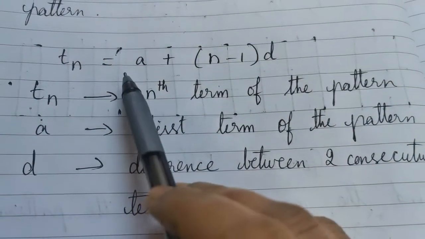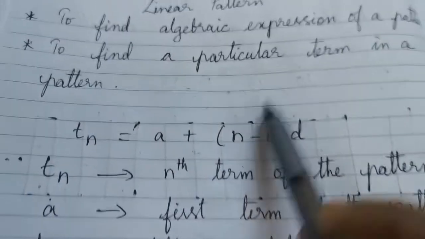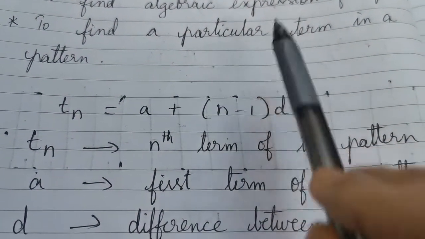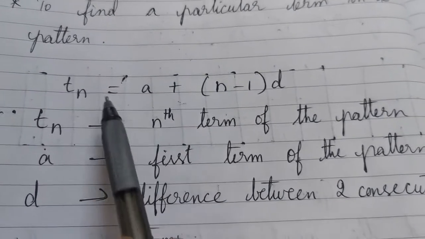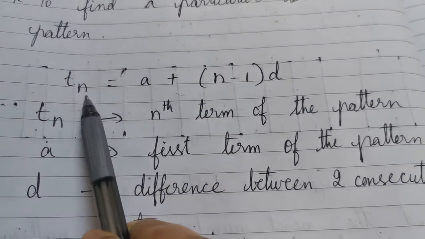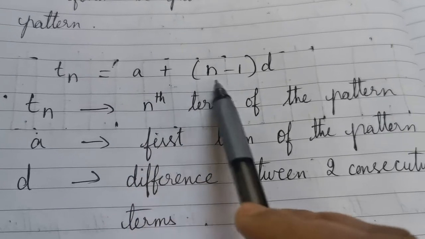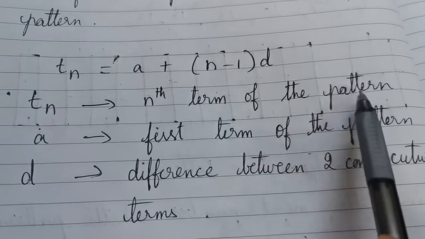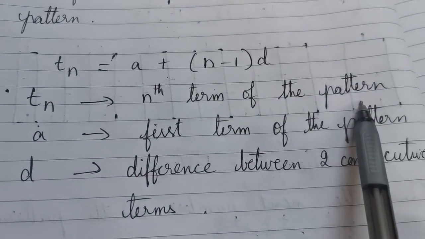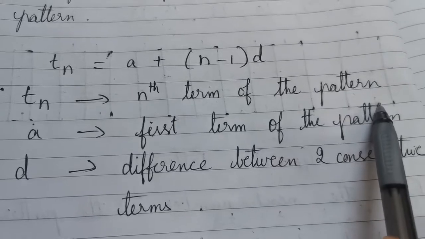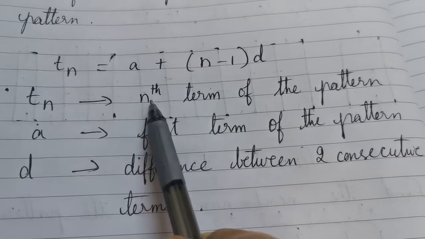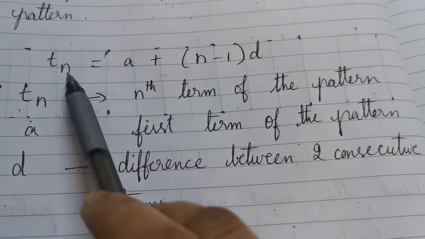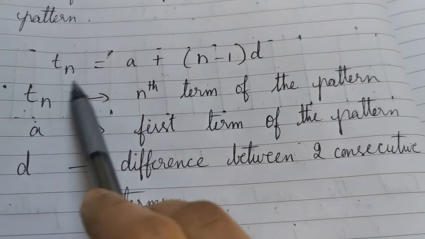This is the formula which will help us to find the algebraic expression of a pattern and to find a particular term in a pattern. How will we read this formula? Tn is equal to a plus n minus 1 into d, where Tn is the nth term of the pattern. For example, if you are asked to find the fifth term of the pattern, the value of n will be 5. So we will write T5, and n will be replaced by 5.